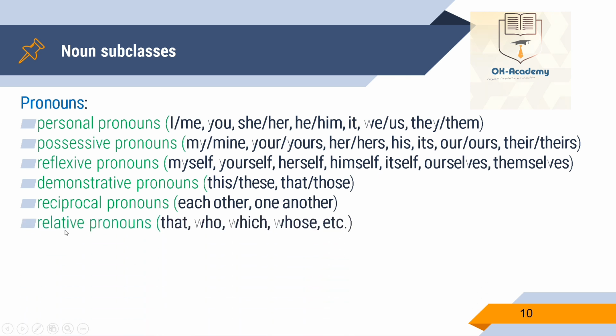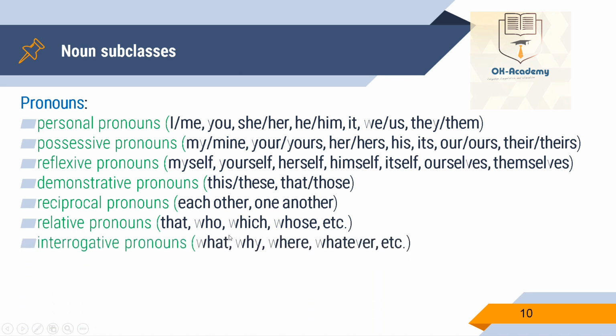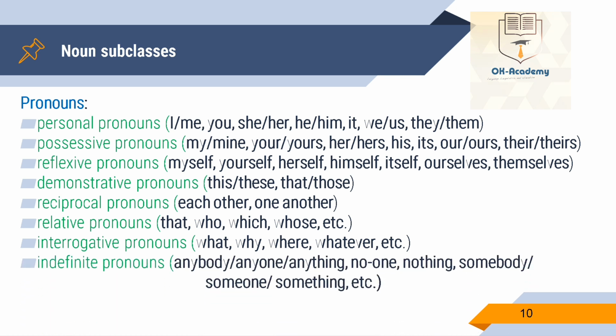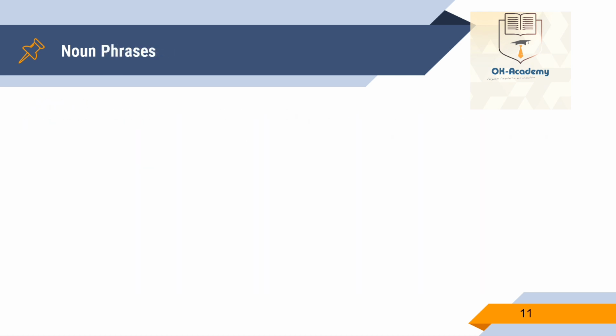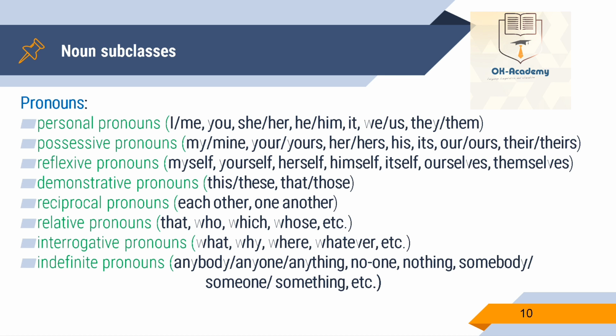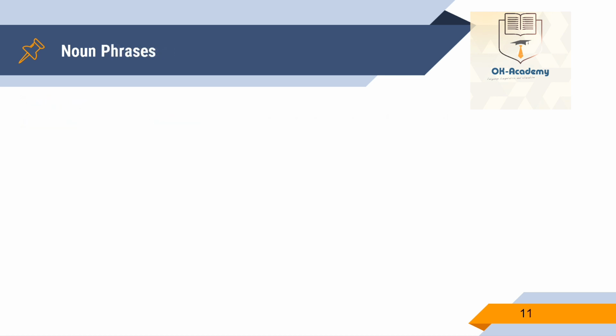And then we have relative pronouns like that, who, which, whose, and so on. Interrogative pronouns: why, what, where, whatever. And then we have indefinite pronouns when we don't know the subject, like anybody, anyone, anything, no one, nothing, somebody, someone, something, and so on. I just wanted to mention the types of pronouns briefly.